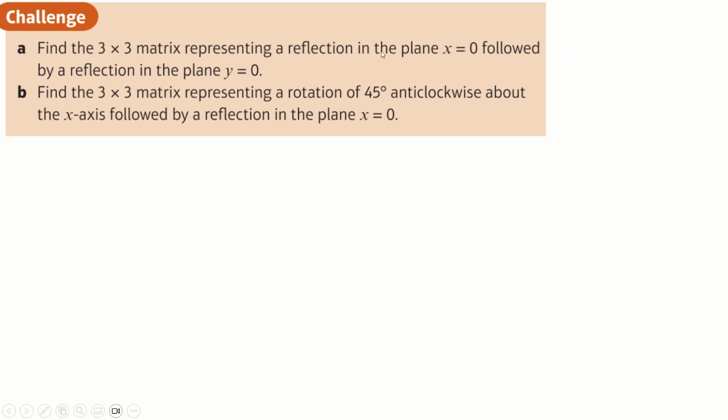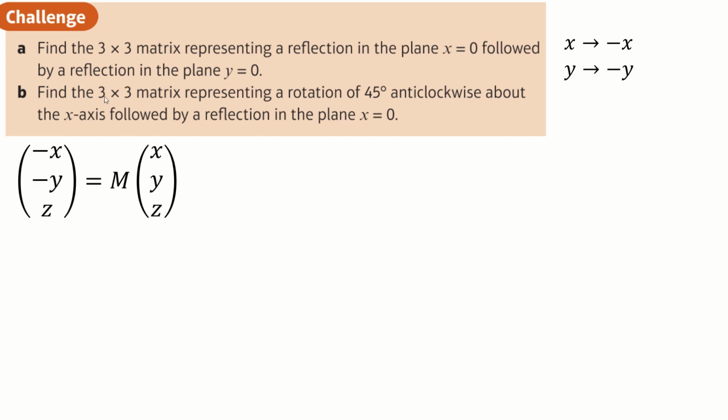Find a 3x3 matrix representing reflection in the plane x equals 0 followed by reflection in the plane y equals 0. Now, if you reflect in the plane x equals 0, that means your x-coordinate goes from positive to negative or vice versa, but the same altitude. So x turns into negative x. And likewise, reflection in the plane y equals 0, y turns to negative y. And the z-coordinate doesn't change at all on either of those things.